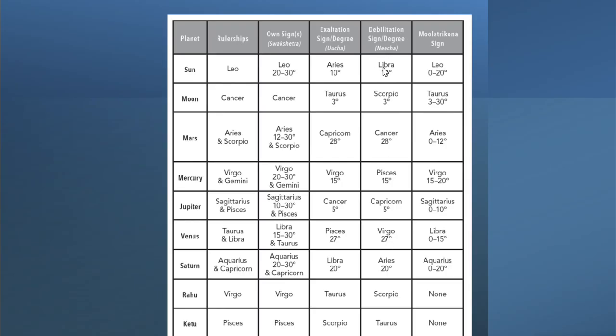Mool Trikon is also not a problem, because except for Taurus, one of the signs the planet owns is the Mool Trikon sign, and whatever is left becomes the own sign. So this becomes easier. You just have to remember the exaltation sign for each planet. For Rahu and Ketu, in this table it is given as Taurus for Rahu and Scorpio for Ketu.